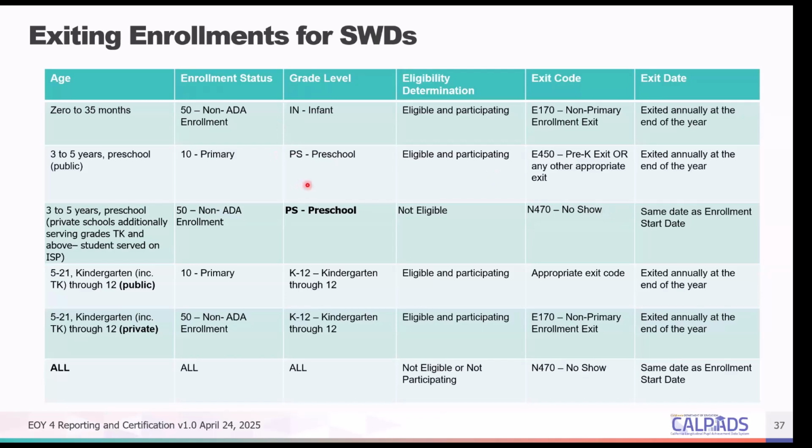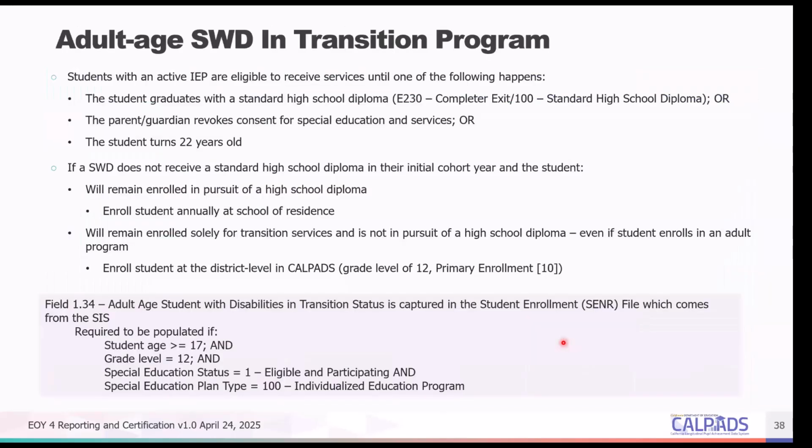Now, if the student is eligible and not participating, and the student is obviously part of the regular education, keep the enrollment going because the student is there. However, if the student is eligible but decides not to participate based on these things, then you have to exit the student as well using the same enrollment start date.